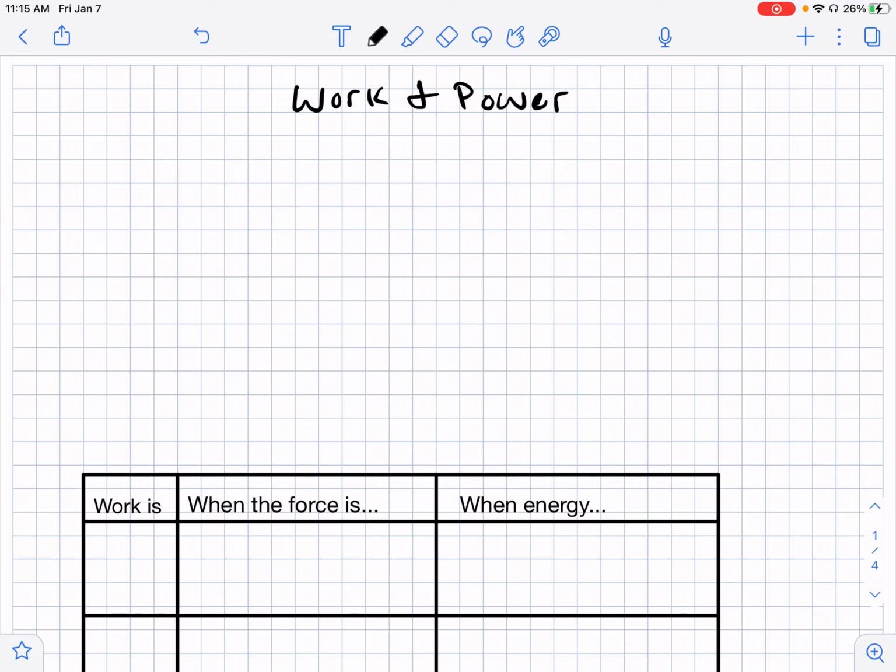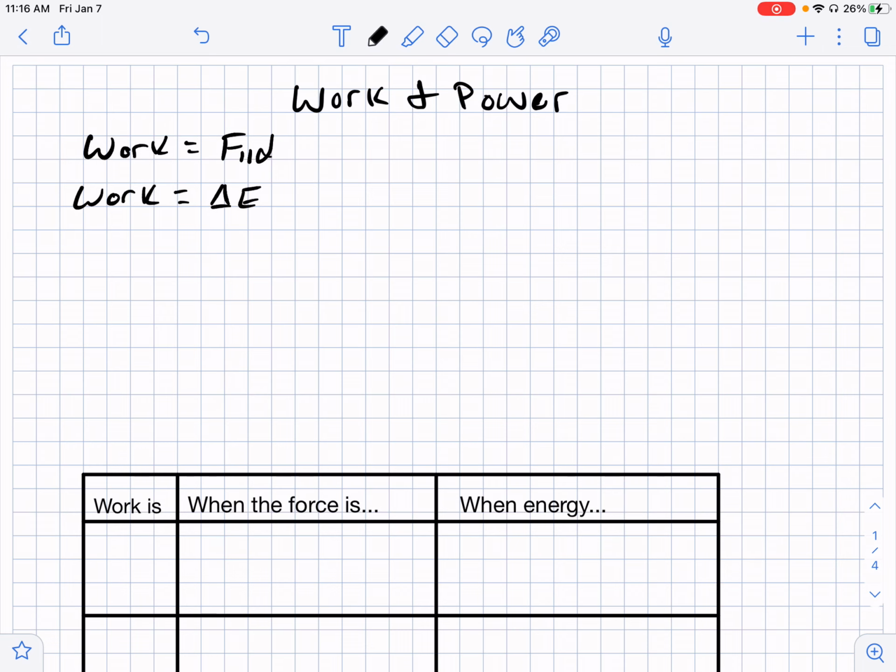Hey there, we're going to review some work and power information and then work some practice problems together. So far we've learned the definition of work, and we said that work was equal to the parallel force times the distance that it travels. And then we've also seen where work is equal to a change in energy. We've seen this in both the lab activities that we've done over the last few days.